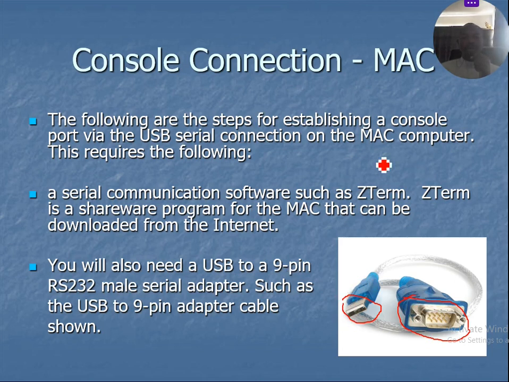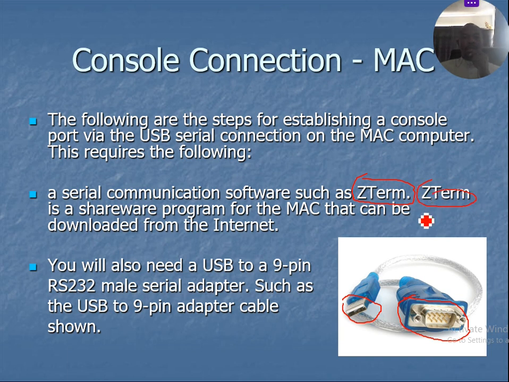Now if you want to use this one with your Mac computer, what do you do? These are the steps you require. First and foremost, you have to get what we call the serial communication software. You have to get ZTerm. It's called ZTerm. This ZTerm you can download online. There are free versions of ZTerm. You download online and you install it on your computer.